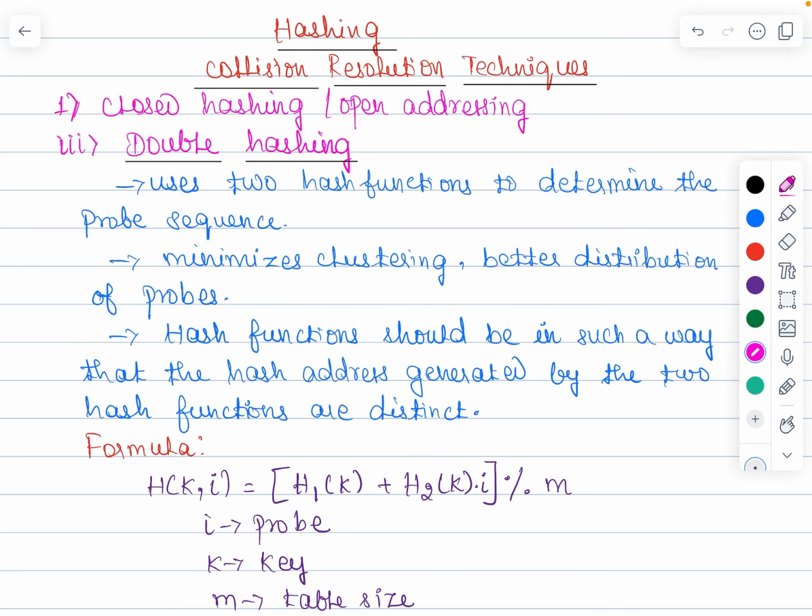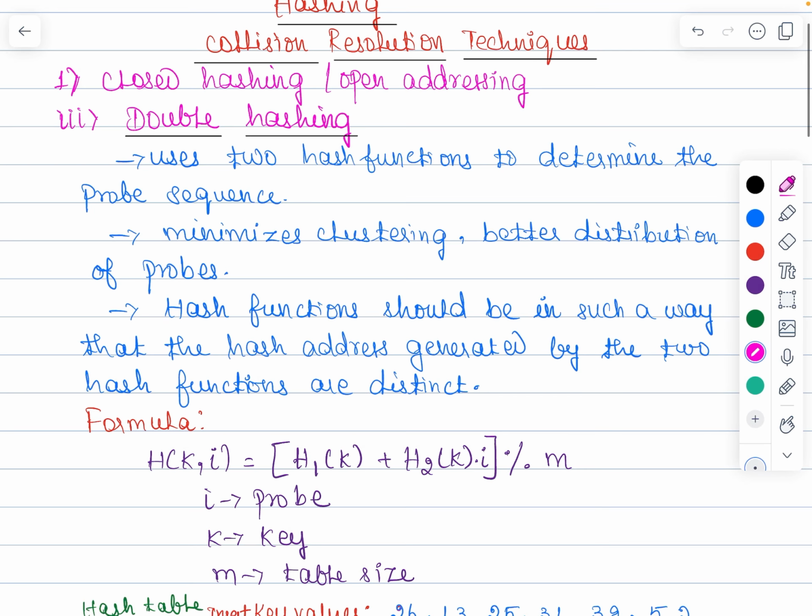And the third method, which comes under closed hashing or open addressing, is double hashing. Double hashing is an advanced collision resolution technique used in open addressing for hash tables, and it involves using a second hash function to compute the probe sequence.